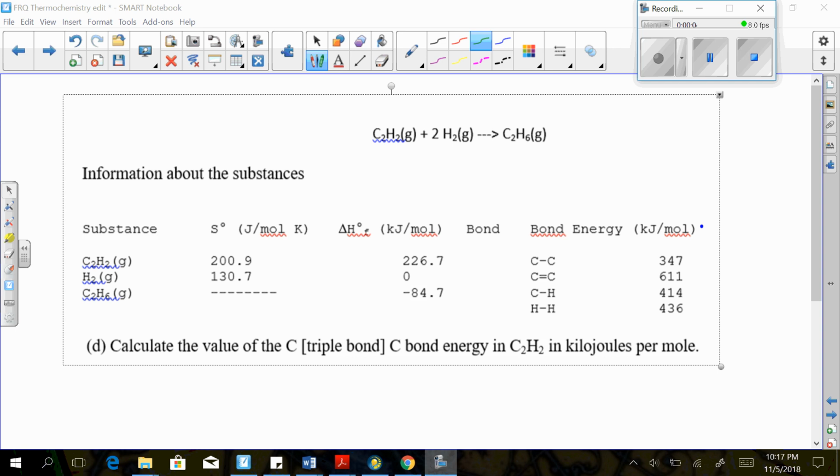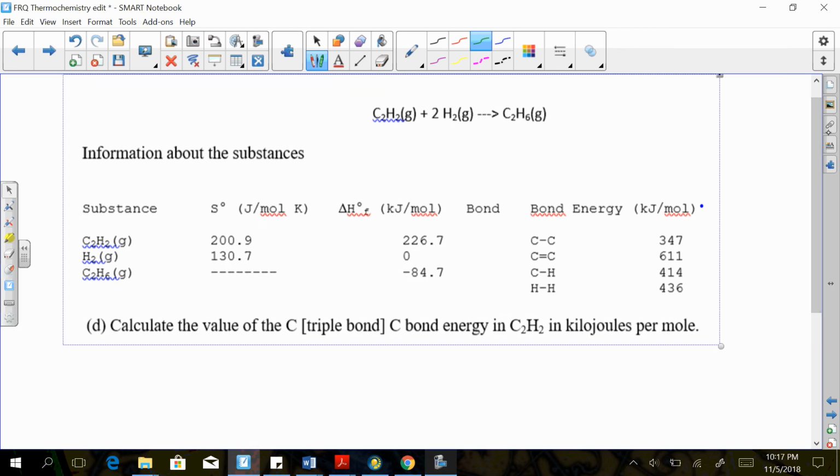This is Ms. Dahlberg, and we are on our last problem in our thermochemistry free response practice. And our last problem has this reaction. This is ethyne gas or acetylene gas reacting with hydrogen to form ethane gas. And so we're given some information. We have some entropy information, which we don't really need for this problem, but we are given some enthalpy of formation for some of those compounds, and we're also given bond energies.